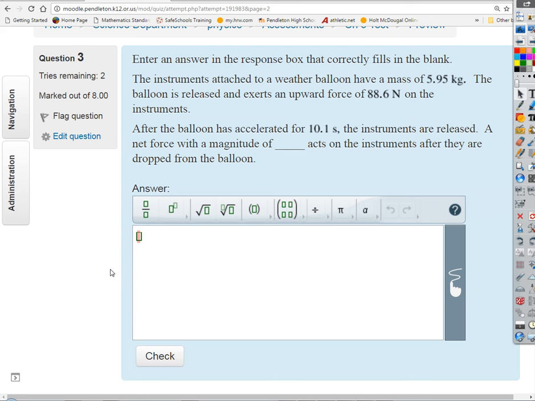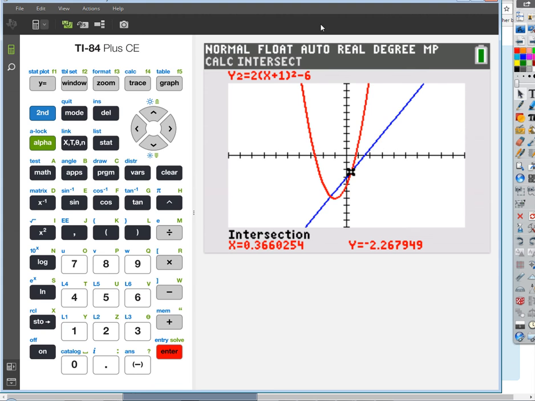Where people miss this, there's still some confusion about what units we use. If these are forces, the units have to be newtons. If it's asking for a net force, I have to calculate the weight, which is equal to m times g. What people routinely did on this is put in 5.95. That's the mass, but that's not the weight. That's not the force. I'd have to multiply 5.95 times 9.8.